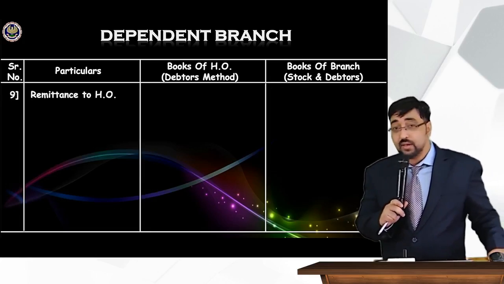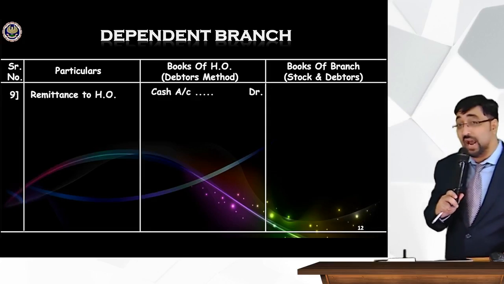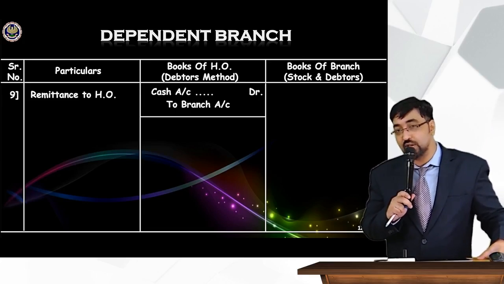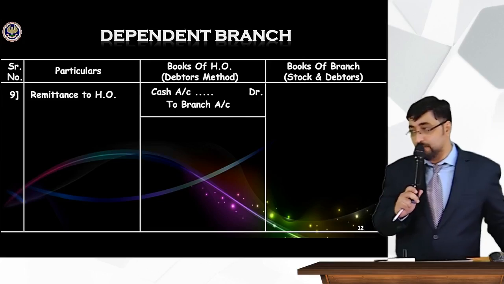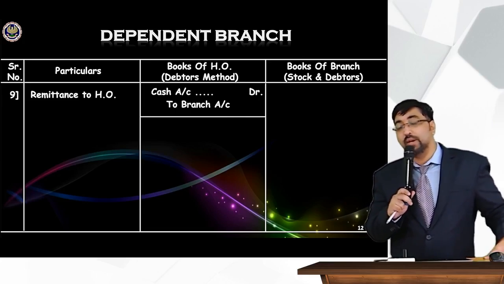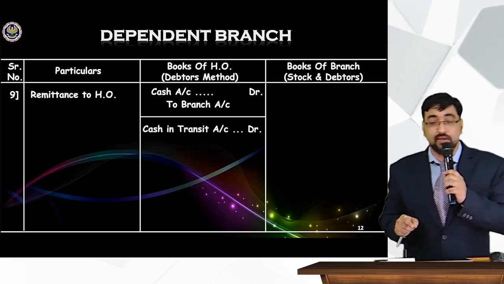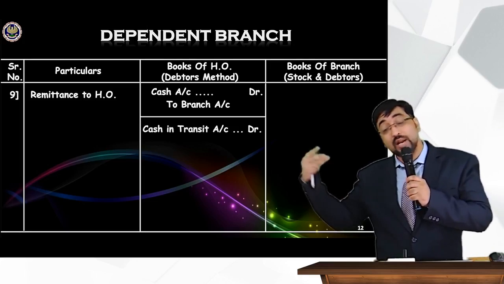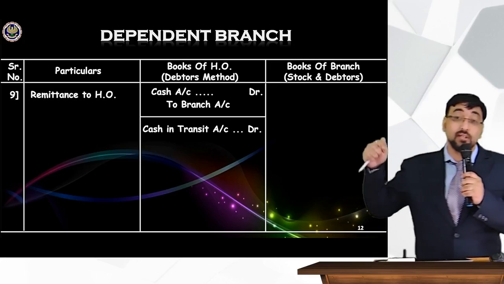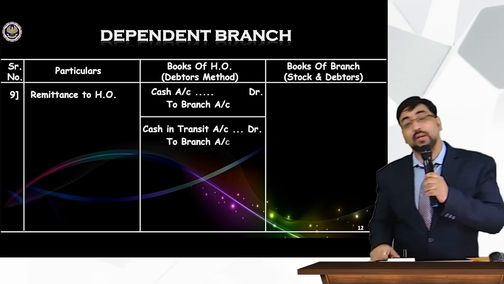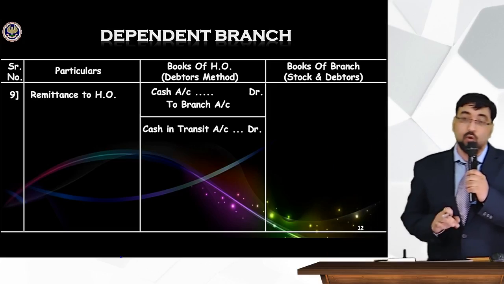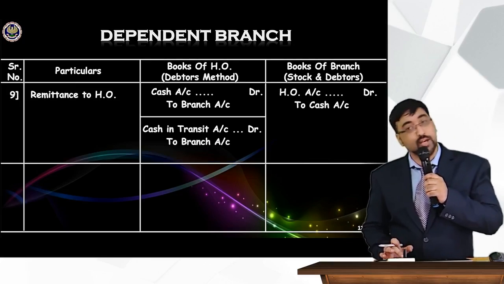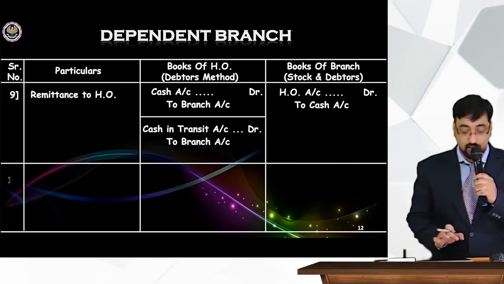Next one, remittance to HO. Again, this is inter-unit transaction, I think number 5. HO will pass entry cash account debit to branch account, and HO will pass entry cash in transit also, because this is inter-unit transaction. Sometimes branch will send money, but cash is in transit, and therefore entry will be cash in transit account debit to branch account. And what entry will branch pass? Branch will pass HO account debit to cash account, because cash goes out for branch. Remember this inter-unit entry.